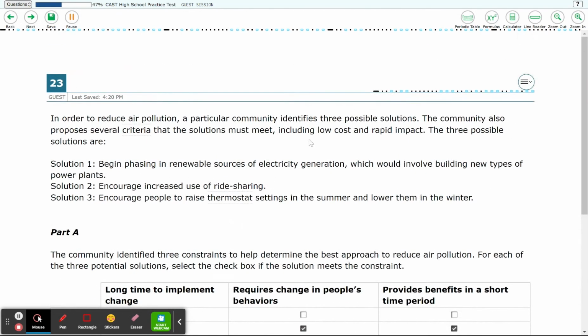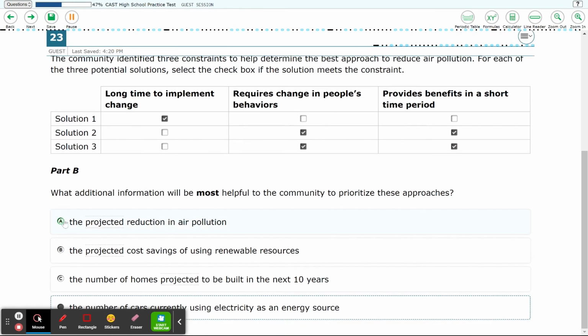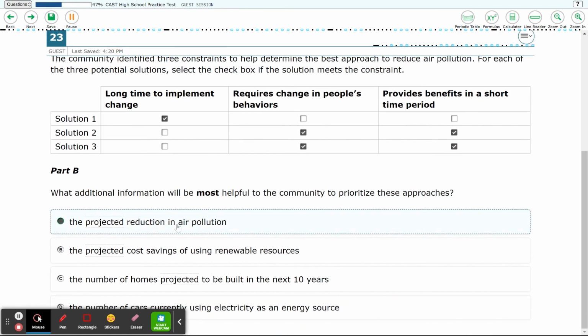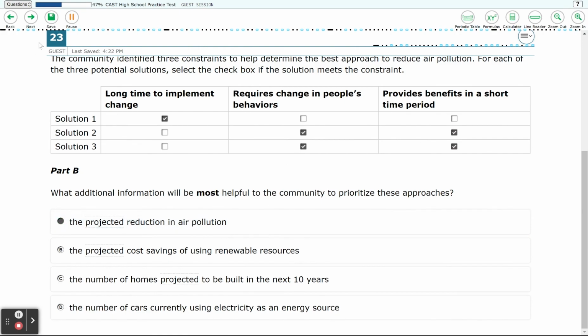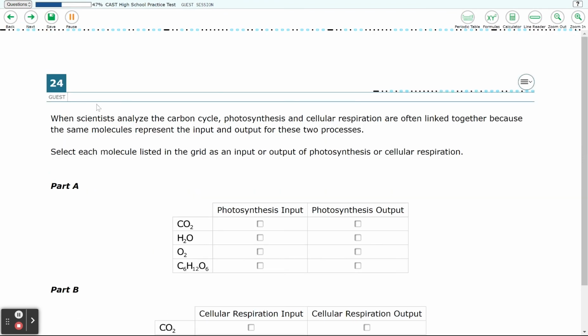Let's come back up here. It says, in order to reduce air pollution. So that's the key. That's the goal of this whole thing, is to reduce air pollution. Well, if the goal of the whole thing is to reduce air pollution, then it's certainly going to be good to know how much we expect the air pollution to reduce. So that is the correct answer. Let's move on to question number 24, our final question for this video.